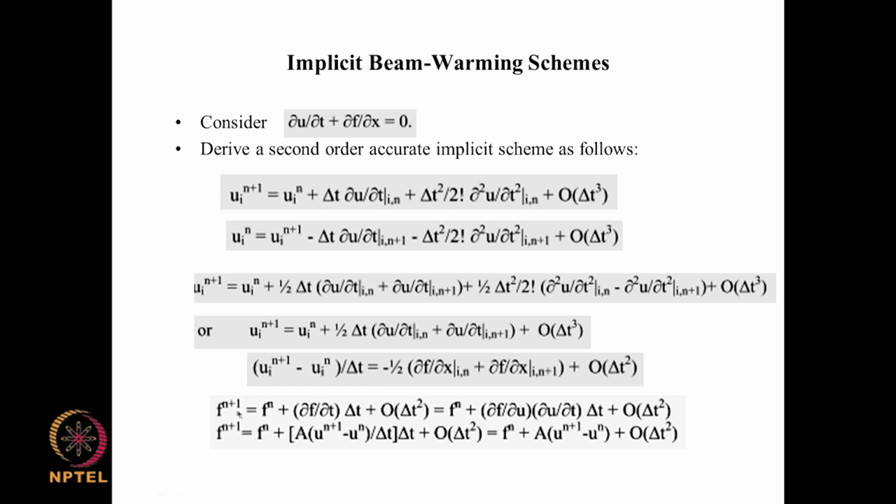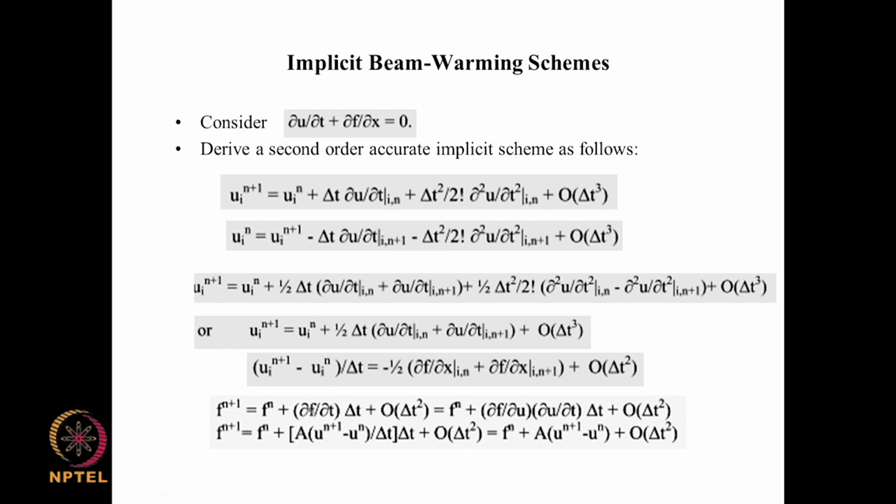The space index does not matter here, it is valid for all the things. So, because n plus 1 and n here, we can write this as ∂f/∂t times delta t plus terms of the order of delta t square. So, this is f^n, and f is a function of u. For example, we said f is u square by 2.